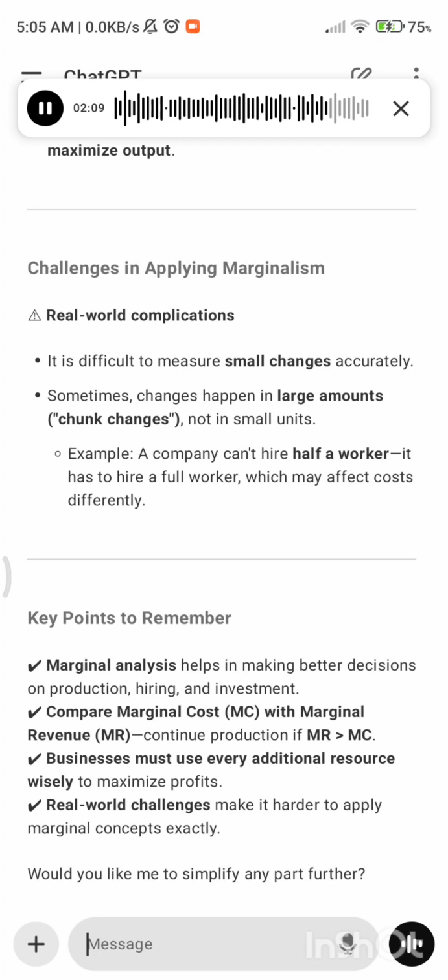Key points to remember. Marginal analysis helps in making better decisions on production, hiring, and investment. Compare marginal cost, MC, with marginal revenue. Continue production if MR is greater than or equal to MC. Businesses must use every additional resource wisely to maximize profits. Real-world challenges make it harder to apply marginal concepts exactly.